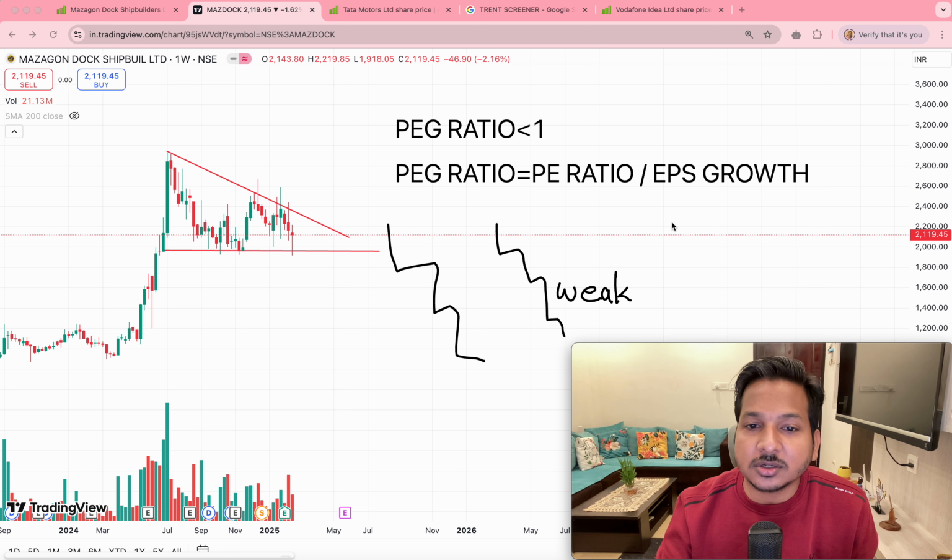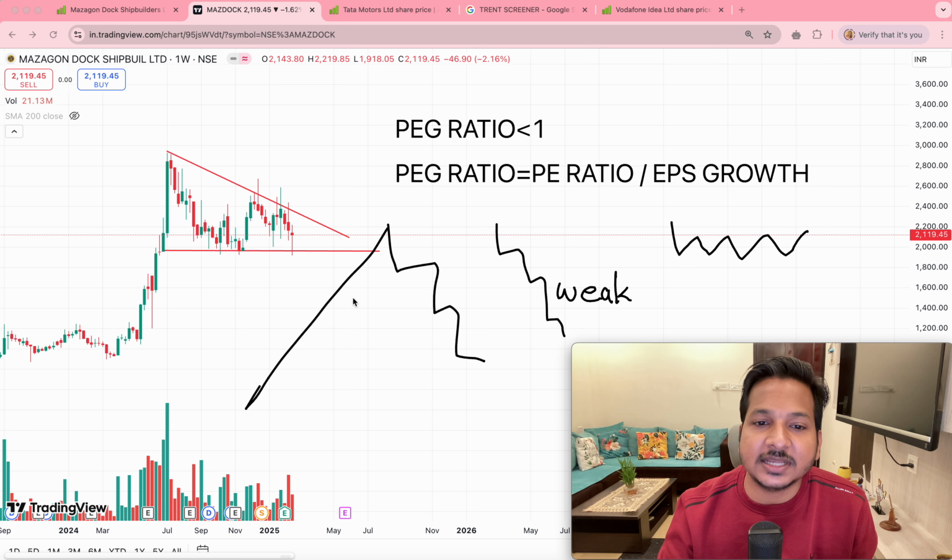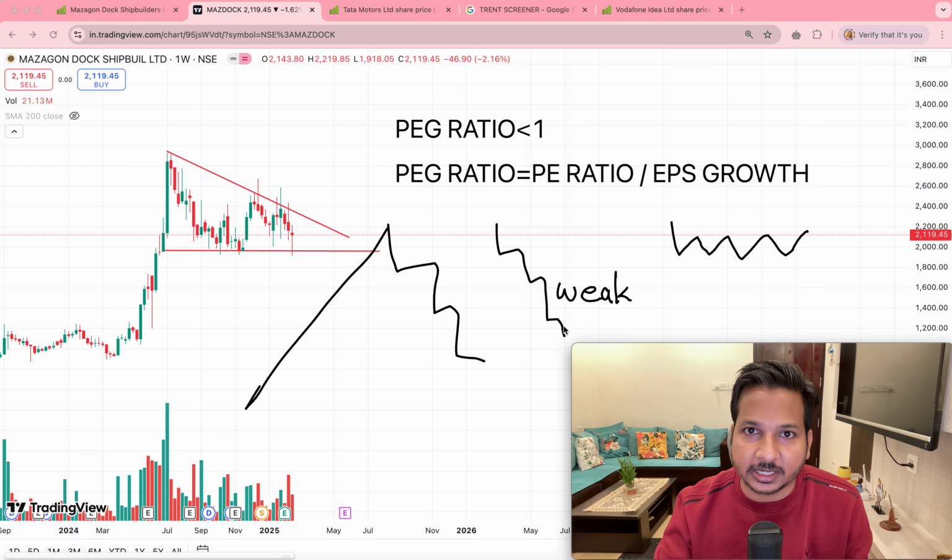But strong stocks will not fall as much as the market. They will be sideways. Here the market was going up and suddenly the market is falling. The weaker stocks will fall with the market, the same or more than the market. But the stronger stocks will be sideways, they will consolidate, they will make a base pattern like a rectangular pattern or a symmetrical triangle pattern or a flag pattern. This is the quality of good stocks.